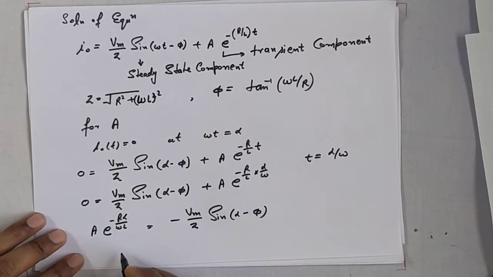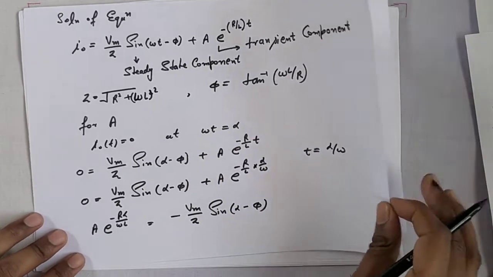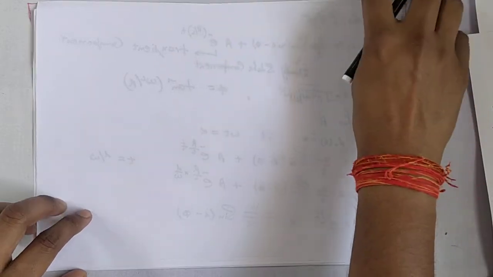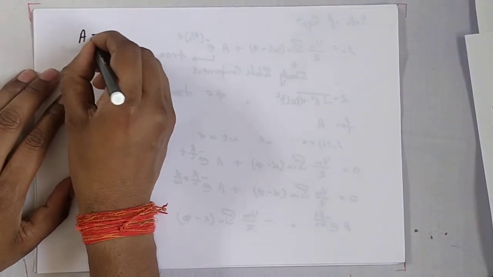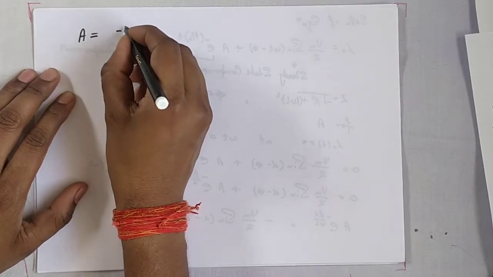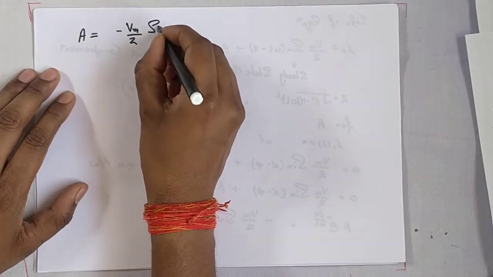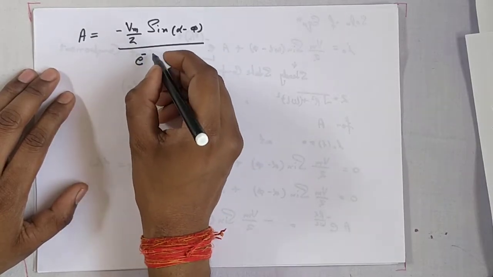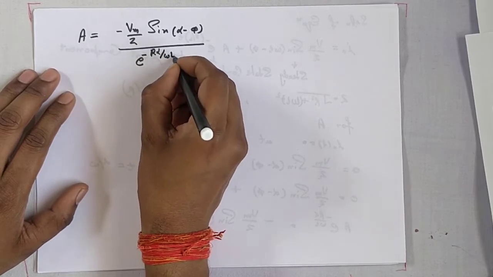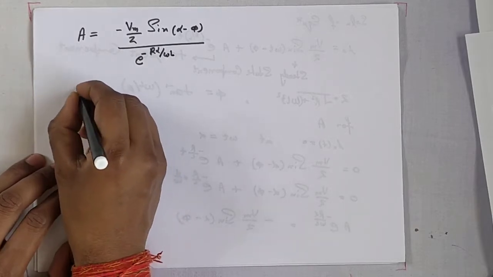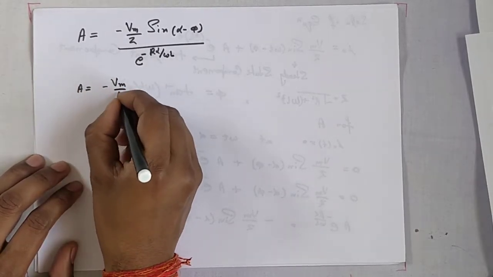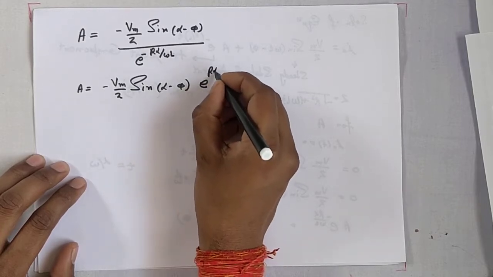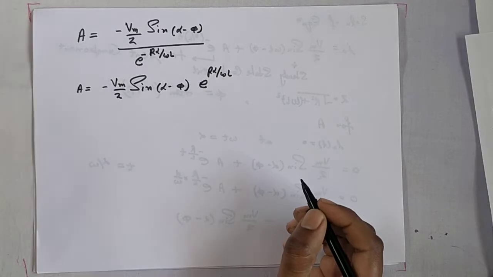So this A will become minus Vm by Z sin(alpha minus phi) divided by e to the power minus R alpha divided by omega L, which equals minus Vm by Z sin(alpha minus phi) e to the power R alpha divided by omega L. Put this into the main equation.